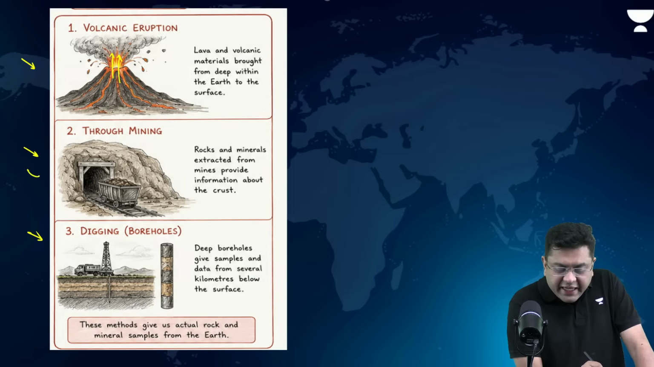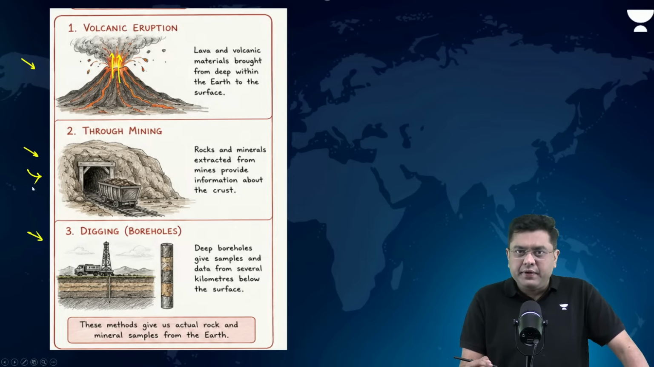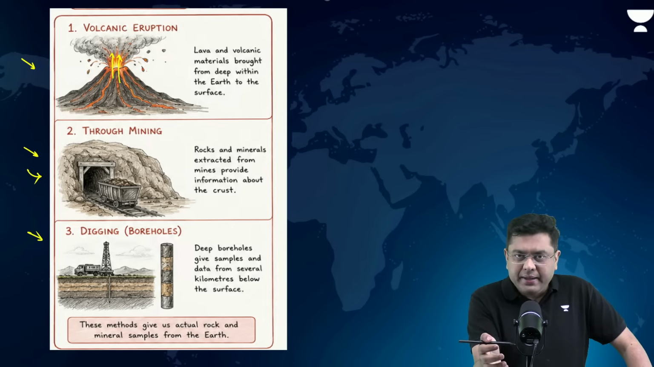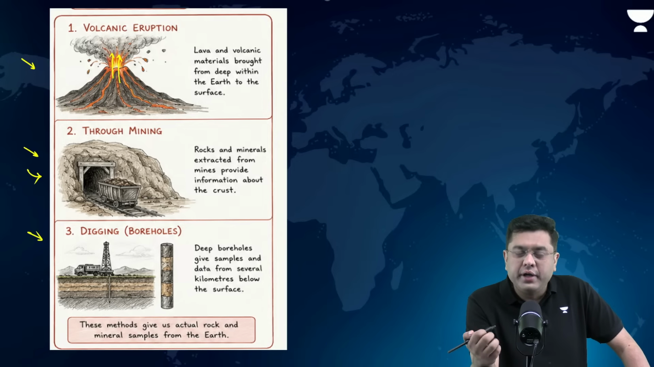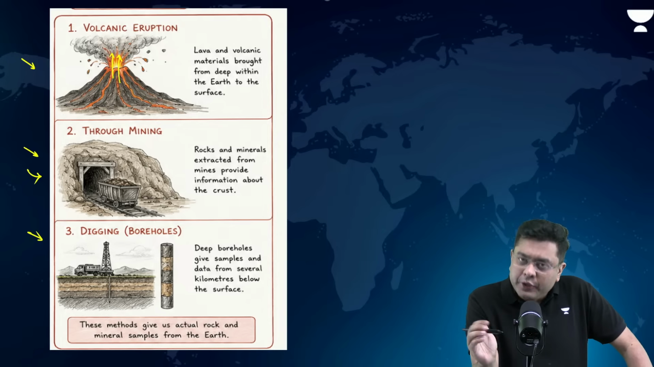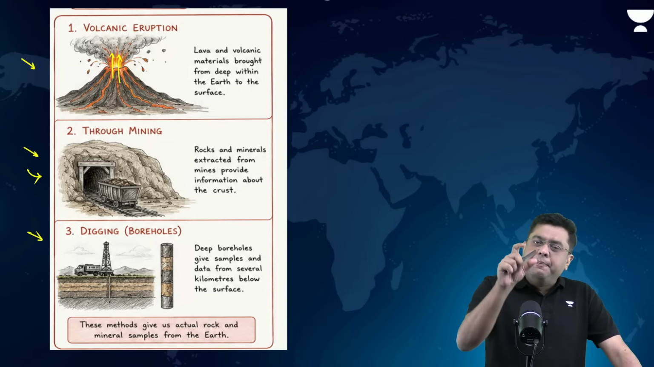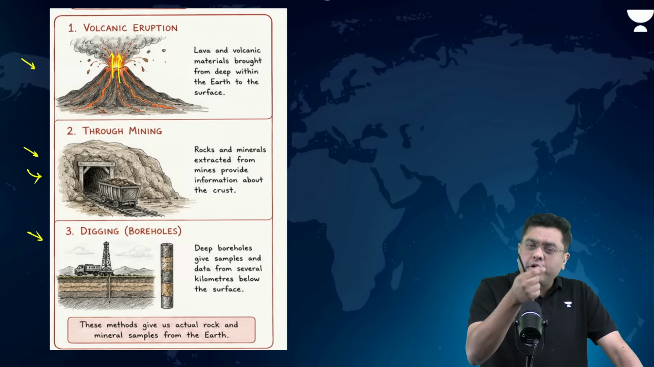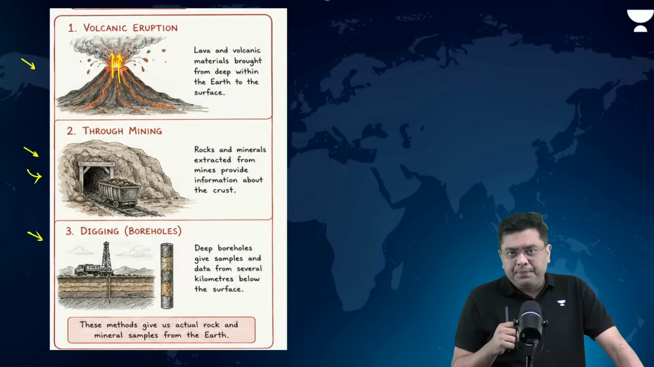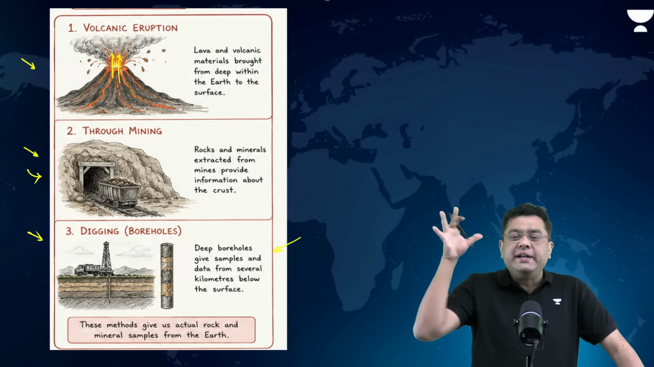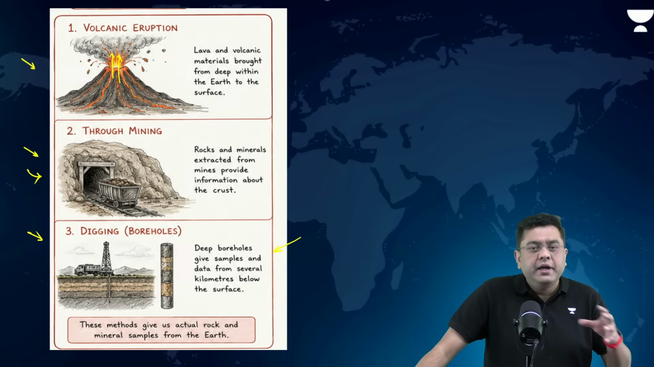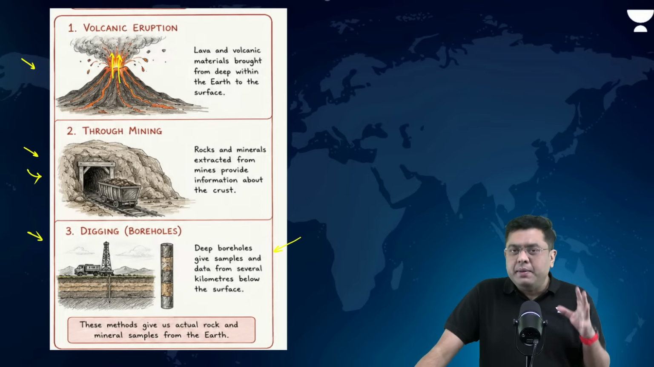Then you have the case of mining activities. When you carry out mining, digging planet Earth for extraction of any element, gold, silver, coal, anything for that matter, you dig deep into planet Earth, and that is where you are able to understand the type of rocks, the nature of rocks, and so on. And then you have digging. You go for direct digging as deep as possible in order to extract the maximum information.